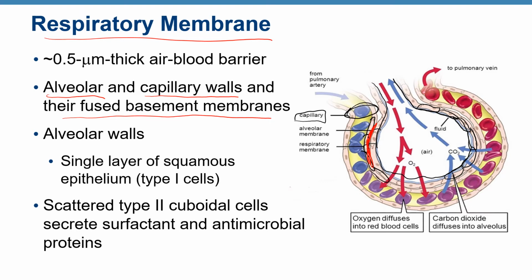So you will find alveolar walls, you will find these simple squamous cells, we call them type 1 cells, and also we will find some cuboidal cells, and we call them type 2 cells, and those cells secrete surfactant, and surfactant prevents your alveoli from collapsing.